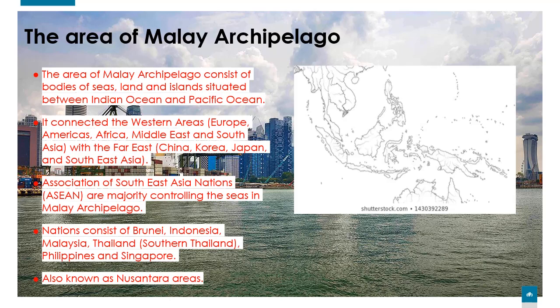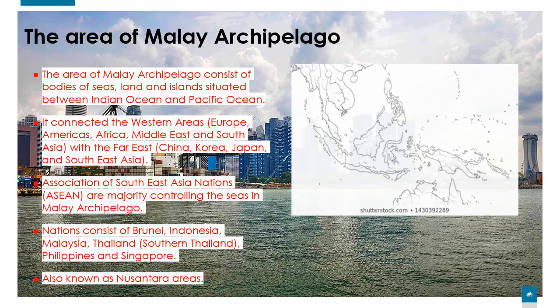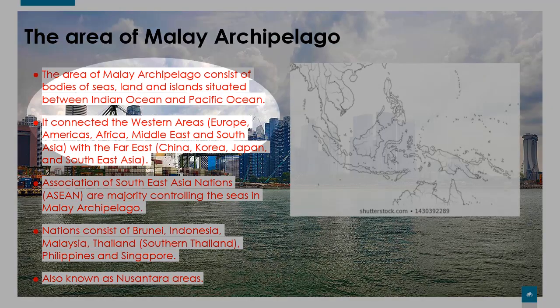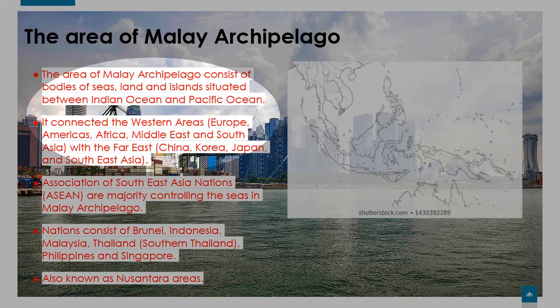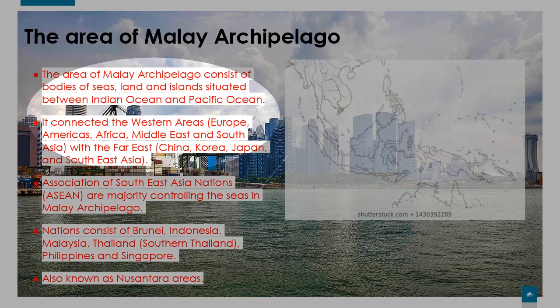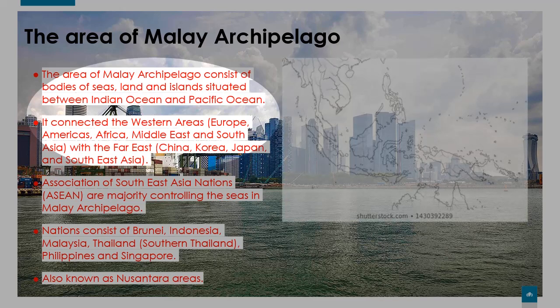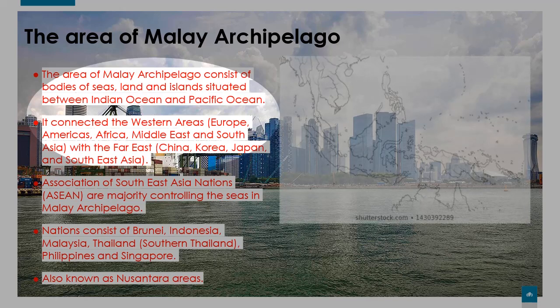Let us start by understanding the basics of the Malay Archipelago. The area of the Malay Archipelago consists of bodies of sea, land and islands that is located between the Indian Ocean and the Pacific Ocean. It is a very vast area of 2 million square kilometers consisting of 25,000 islands.